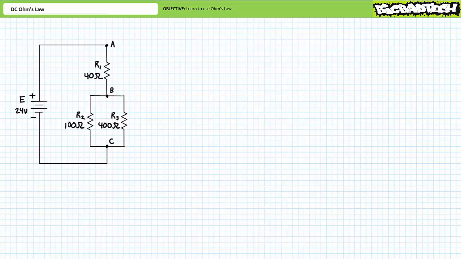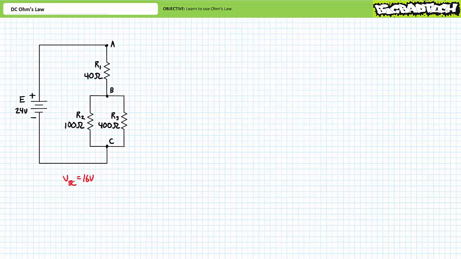As a preview of Ohm's Law applications for more complicated circuits, consider the series parallel circuit consisting of three resistors, R1, R2, and R3, arranged in the following fashion. Voltage source E, having a value of 24 volts, is between nodes A and C. Resistor R1, having a value of 40 ohms, is between node A and B. Resistor R2, having a value of 100 ohms, is between node B and C. And finally, resistor R3, having a value of 400 ohms, is also between node B and C.